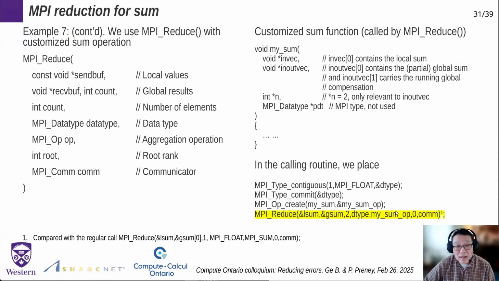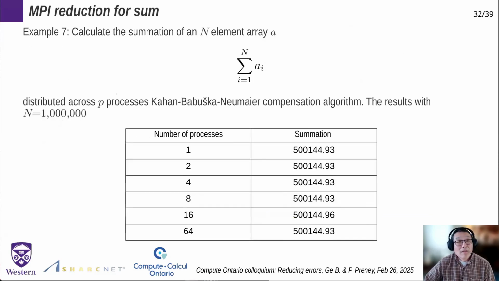Now, compare this, highlighted in yellow, with the regular MPI call. For those of you who are familiar with it, the regular MPI call just takes the local value, gives you a global value, and counts the number of elements. In our case, because we're just adding numbers together, that would be just one number. The final parameters are the data type and the MPI-defined operation, which is a sum, as opposed to here, where we're feeding different parameters.